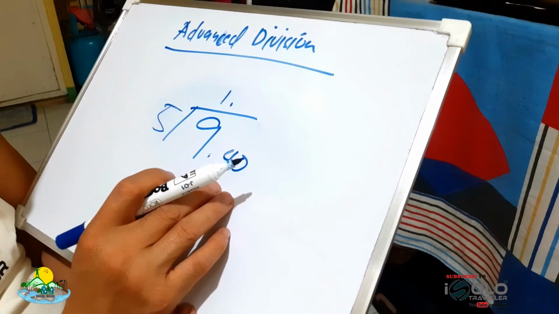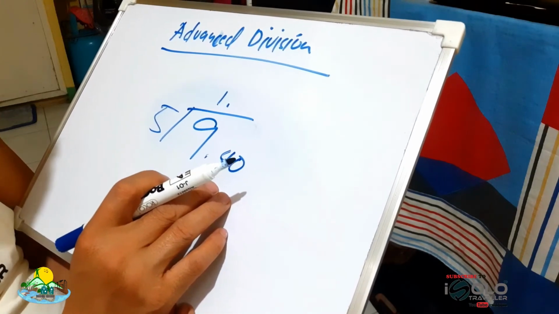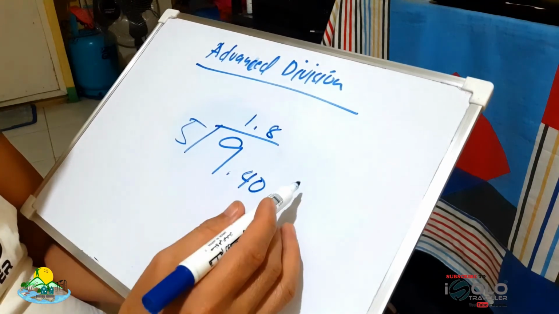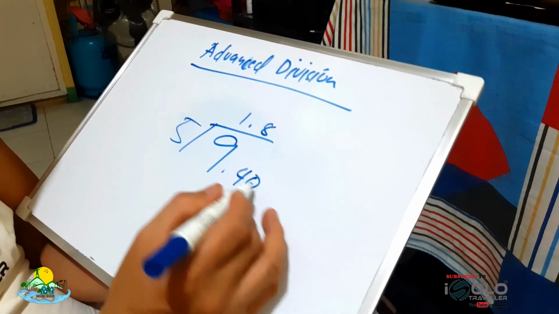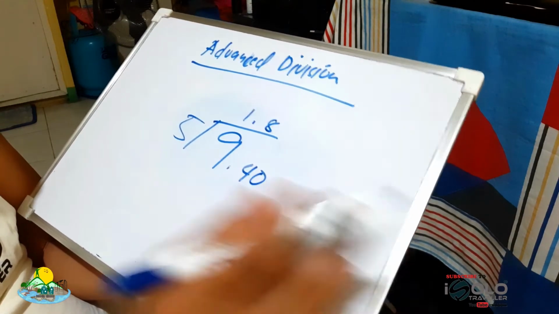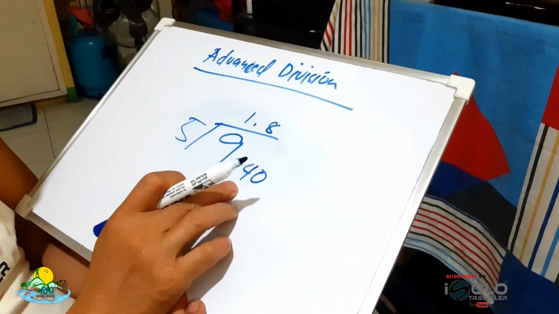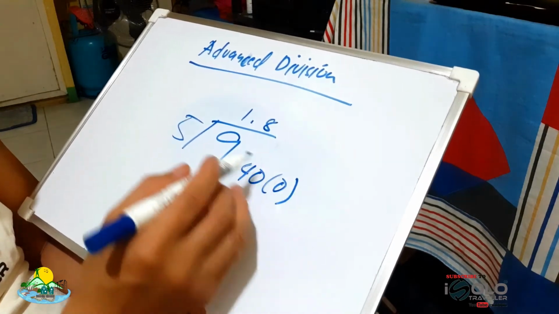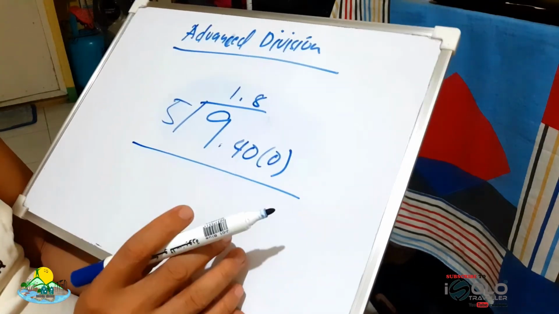Okay, how many 5 can you get from 40? Okay, 8 times 5 is 40. Okay, hold that 40 in your mind. Minus that 40 from 40. So 40 minus 40 is 0. The moment you get 0 in the dividend, that means that you already have the correct answer.